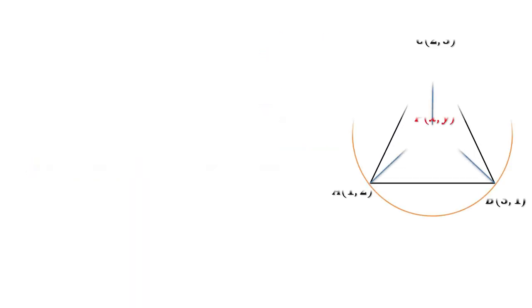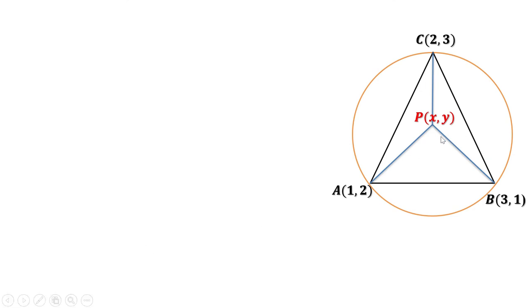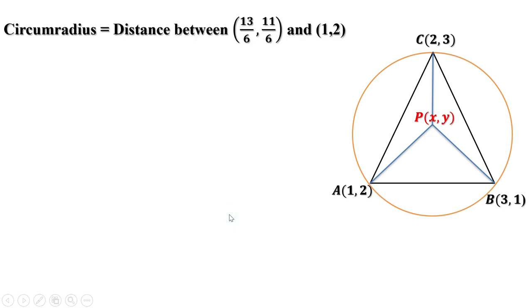Now we have to find the circumradius. Circumradius is the distance from the center to any point on the circle. Let me take the distance from the center to the point A (1, 2). And we have obtained that the center is (13 by 6, 11 by 6). So the circumradius is the distance between (13 by 6, 11 by 6) and (1, 2). We know the distance between 2 points is root of (x1 minus x2) all square plus (y1 minus y2) all square. Here x1 can be taken as 13 by 6, x2 can be taken as 1, y1 can be taken as 11 by 6, y2 can be taken as 2.